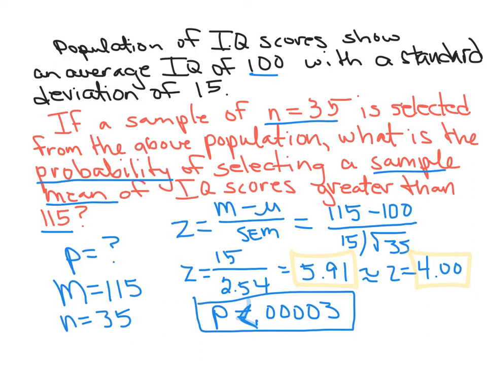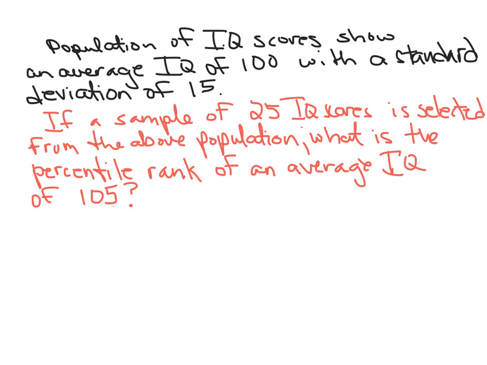So let's go with another example that you may see on practice as well as on the exam. In this case it says a sample of 25 IQ scores. So now we have a sample of 25, and we're dealing with the above population. What is the percentile rank of an average IQ of 105? Now remember, percentile rank is everything below.